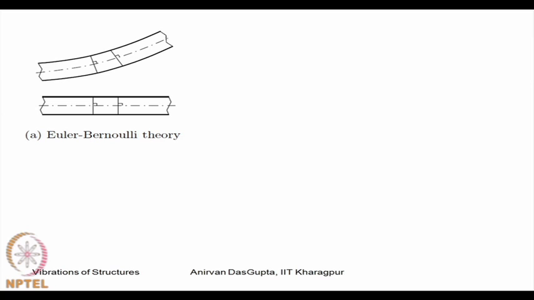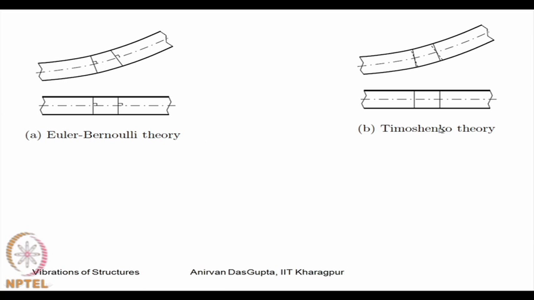So, in this figure I have shown this Euler-Bernoulli theory. What it says is that plane sections will remain plane as well as perpendicular to the neutral plane, neutral axis. So, this was perpendicular here and it still remains perpendicular. In the Timoshenko theory, this plane section still remains plane, but now it need not be perpendicular to the neutral axis.